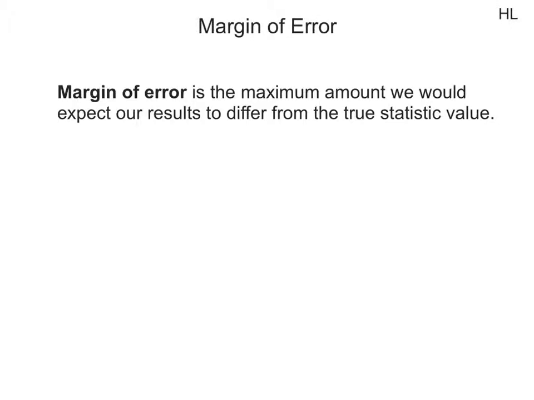Statistics is not an accurate science. As such, in statistics, we generally allow for our results to differ from the true value. Margin of error is the maximum amount we would expect our results to differ from the true statistic value. We represent margin of error by E, and the formula for margin of error is equal to 1 over the square root of n, where n is equal to the sample size.